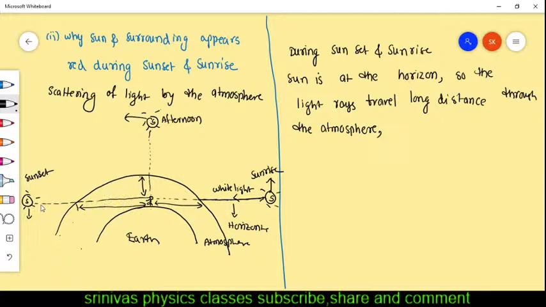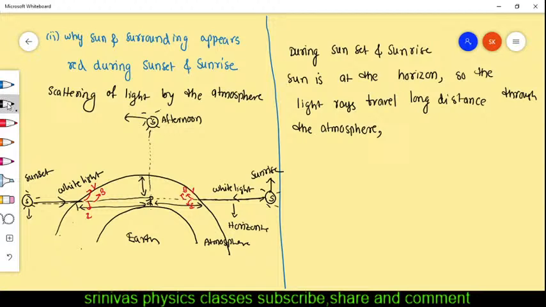Which is traveling a long distance? Sunlight. Sunlight starts here like this and travels a long distance. Then while traveling a long distance, what happens? One by one, colors will be scattered. First, which color will be scattered? Violet, indigo and blue will scatter, because they have lower wavelengths.